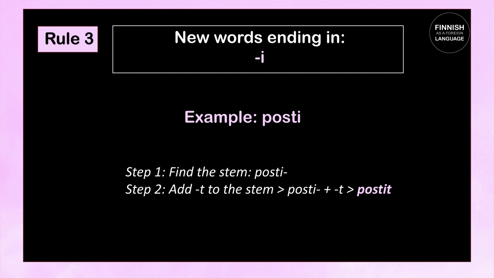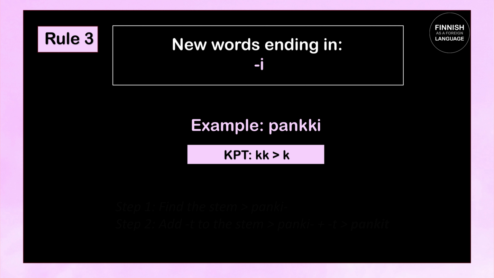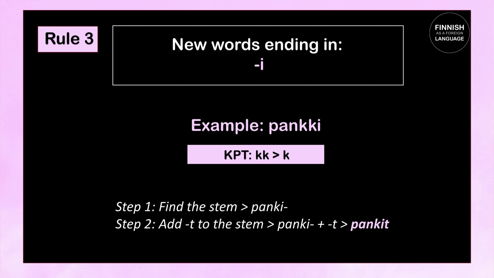Let's see how it works with the consonant gradation. Pankki means bank. Here we have a consonant gradation of type A. The strong double K changes to the weak single K. Here, in order to form the nominative plural, we have again to find a stem, which is panki with single K. Notice here the consonant gradation. Then in step number 2, we have to add T to the stem, which means we have panki plus T is pankit, meaning the banks. This is nominative plural. We carry on. Rule number 4. Old words ending in I.